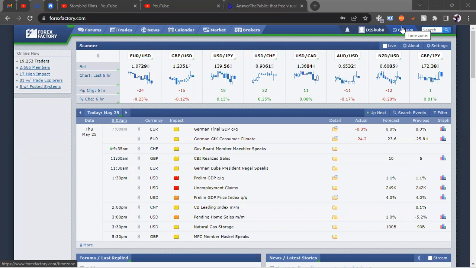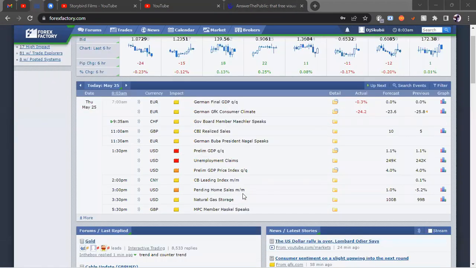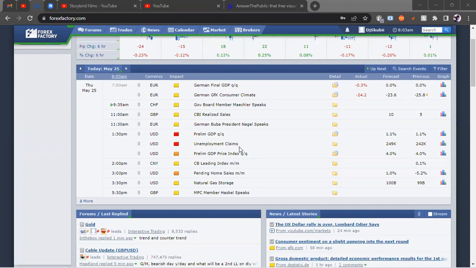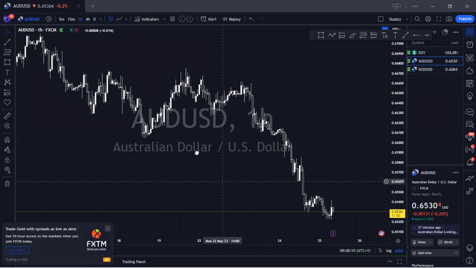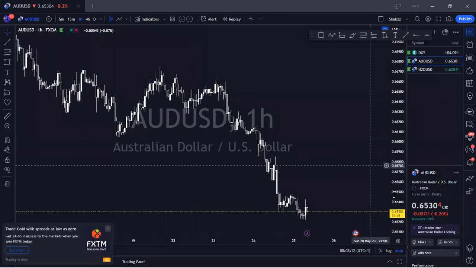Fundamental wise, we have unemployment claims and GDP Q on Q at 130. That's mad. Anyhow, that's the high impact. Next week is another month. No wonder unemployment claims is to come before NFP. So next week is NFP. That's why the market is just doing like this. Anyhow, let's jump on our charts and see what the market can offer us.